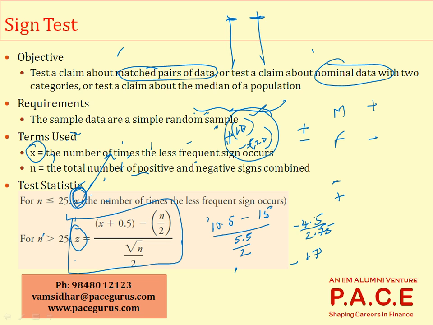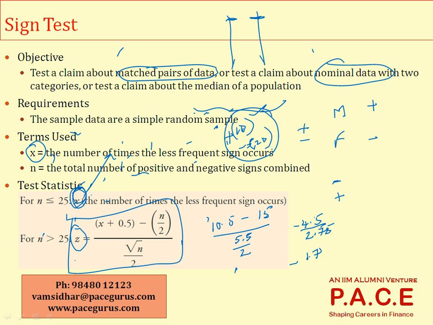So out of that, whichever is the sign, plus or minus, that occurs the least number of times, I'll consider to be the X, and the total sample, which includes both positive as well as negative signs, a neutral sign is not considered. So the total number of positive and negative signs will be added up, and that would be N. And based on that, if my total plus and minus signs together is less than 25, I'll directly use the number of times the less frequent sign has occurred itself as my test statistic. Otherwise, I'll use that it follows a Z distribution, standard normal distribution.